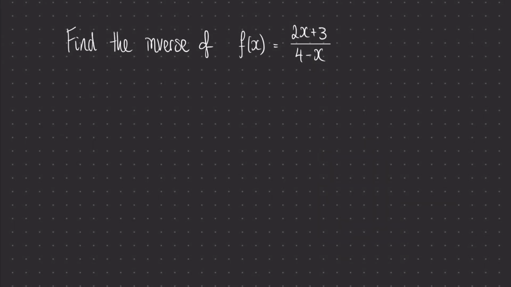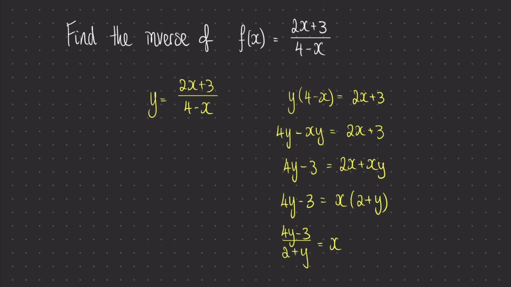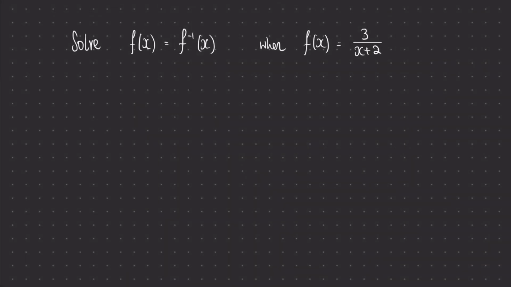I'll go through this one a little bit quicker. So we set y equal to our function. I'm going to rearrange and make x the subject of the equation, timesing both sides by 4 minus x, expanding the bracket, rearranging to get x on the same side, factorizing out the x, dividing both sides by the bracket 2 plus y. The final step is to rewrite it in the correct notation. I want f to the minus 1 of x, so I'm going to replace those y's with x. And there's my final answer. Let's look at a final example together.